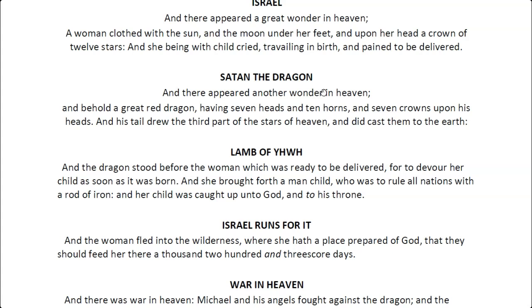And there appeared another wonder in heaven. Behold, a great red dragon, having 7 heads and 10 horns, and 7 crowns upon his heads. And his tail drew the 3rd part of the stars of heaven, and did cast them to the earth.